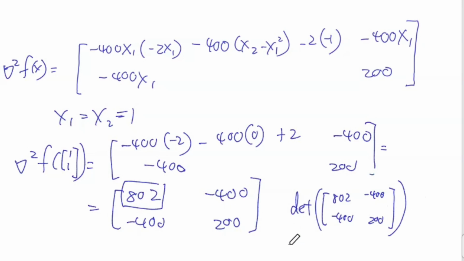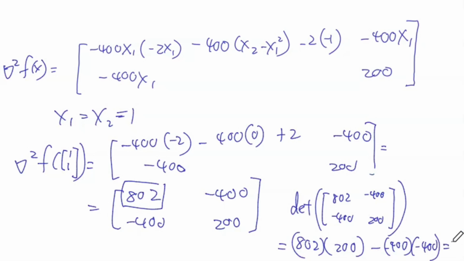So we check the determinant of this one. This is equal to 802 times 200 minus 400 times 400. Okay, this is correct. This is equal to 2. Correct. So since this is positive, this is a positive definite matrix.